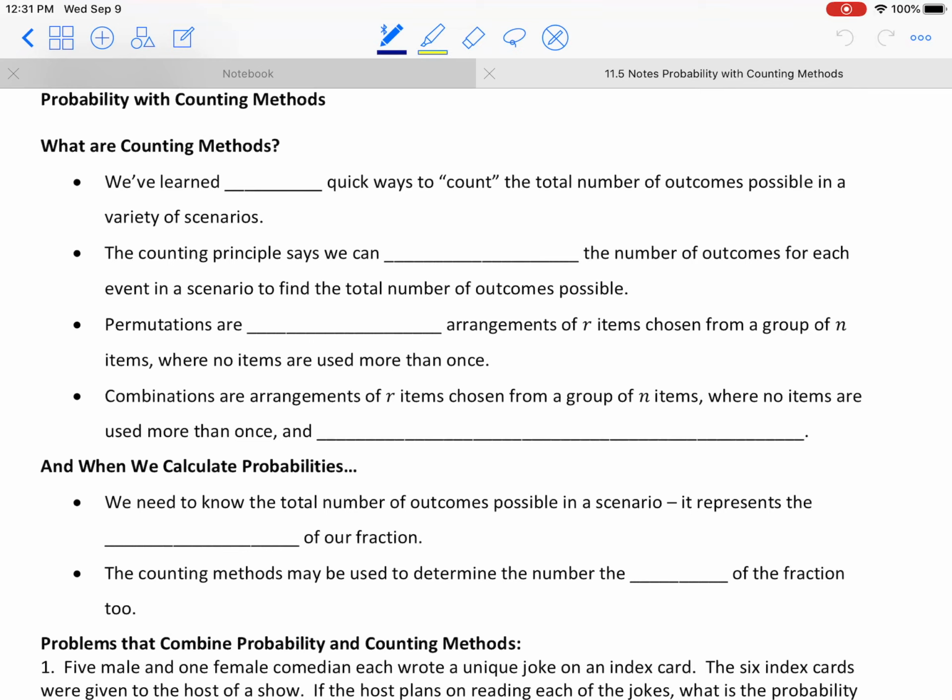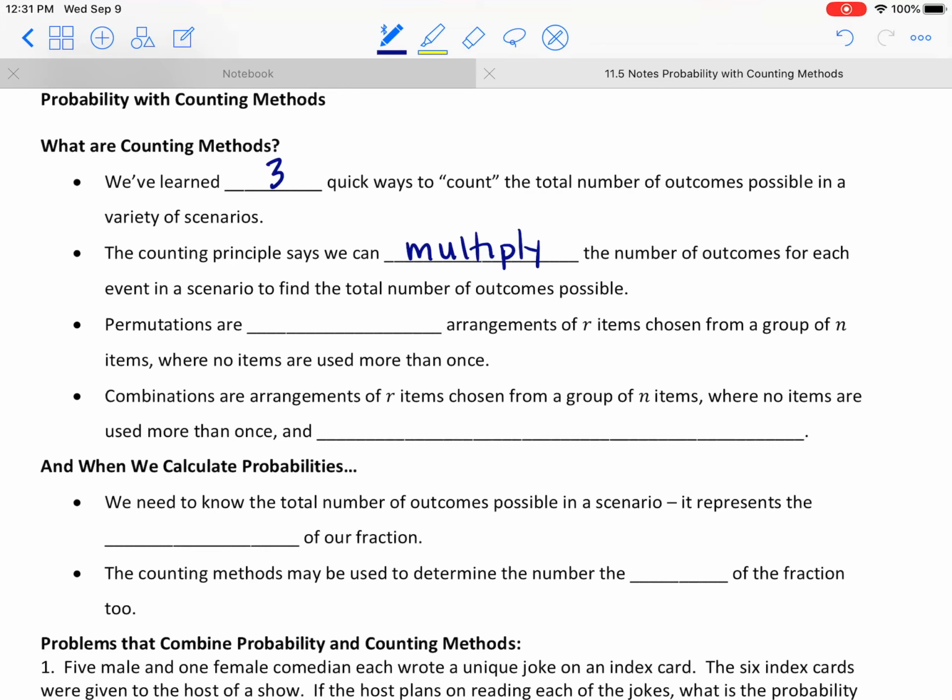So just to recap, we have talked about three semi-quick ways to count the total number of outcomes possible in a variety of scenarios. We learned about the counting principle, which basically says that we can multiply. And what we're multiplying is the number of outcomes for each event in a scenario, and that product is going to tell us the total number of outcomes that are possible.